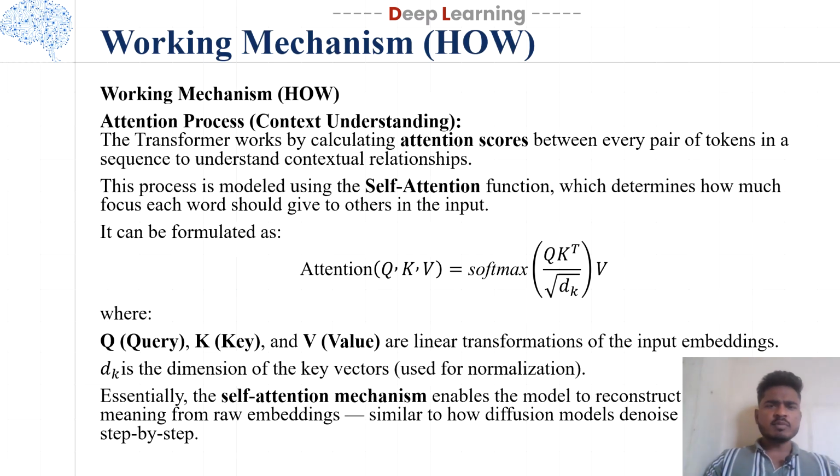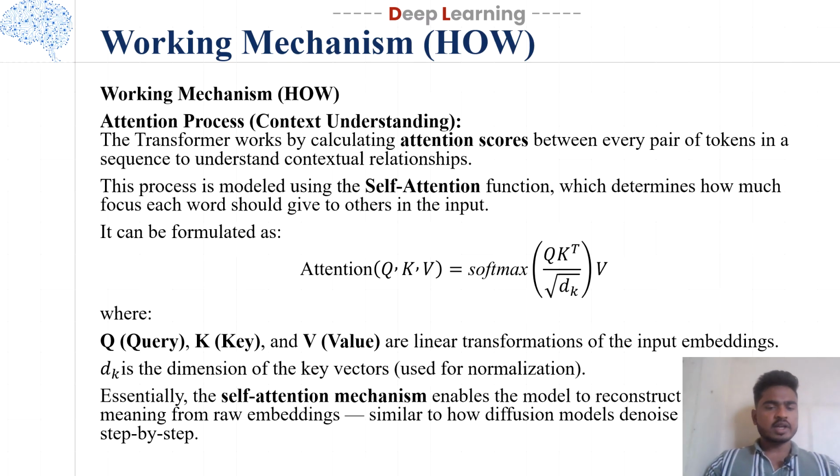Here is the working mechanism of transformer architecture. The attention process gives context understanding. The transformer works by calculating attention scores between every pair of tokens in the sequence to understand contextual data and relationships. This process uses the self-attention function, which determines how much focus each word should be given to the others in the input layer.